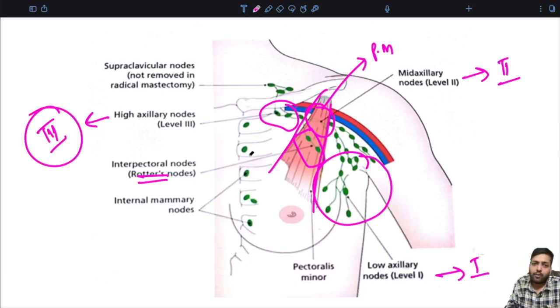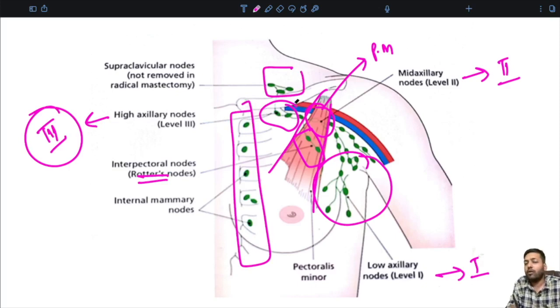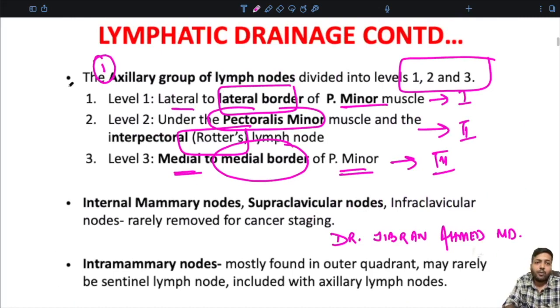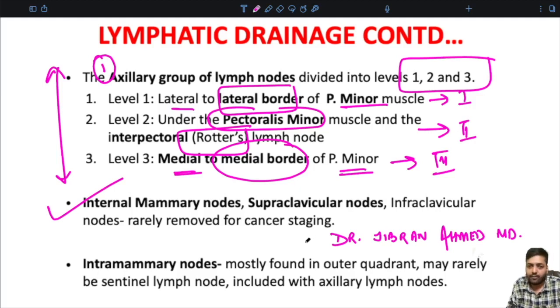Apart from that, we have other groups of lymph nodes as well, like the internal mammary group of lymph nodes and the supraclavicular group of lymph nodes. Then there are certain intramammary lymph nodes, and infraclavicular lymph nodes are also there. Why am I talking about them? Because for the staging of breast cancer, these form an important component. We have seen the axillary group of lymph nodes. What are the other groups? As I already mentioned, internal mammary, supraclavicular and infraclavicular nodes.